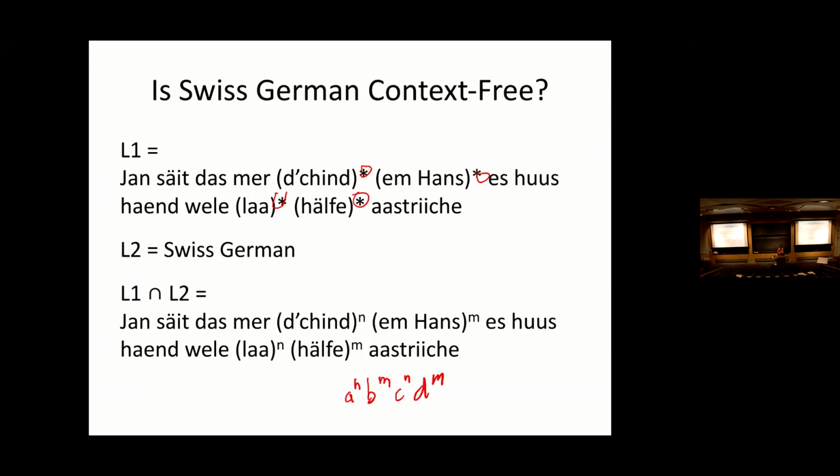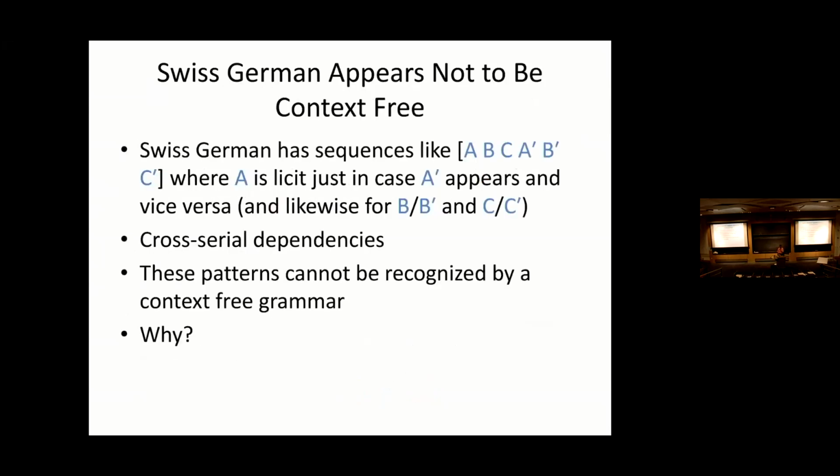This is not something that we can do with context-free grammars. But here's the question. Do we care? Now, Swiss German appears not to be context-free, as sequences like A, B, C, A prime, B prime, C prime, where A is licit just in case A prime appears and vice versa, likewise for B and B prime, C and C prime. These are, as I mentioned, called cross-serial dependencies, and you can't recognize them with a context-free grammar. So I want you to explain back to me why you can't use a context-free grammar to recognize this pattern.